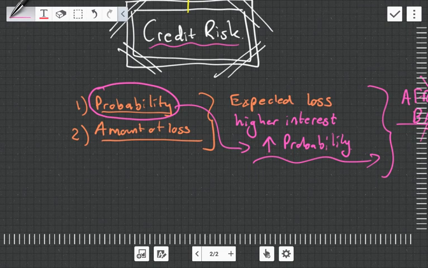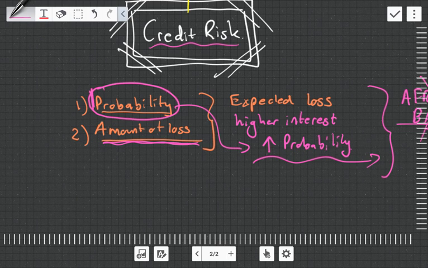Amount of loss, that's very easy to calculate. If you lend someone 100 Rand, you know that the amount of loss will be 100 Rand. If you lend them 100 Rand and they don't repay, but you've got, say, collateral on their 50 Rand cell phone, then 50 Rand is the amount of loss. Although we'll talk more about recoveries a little bit later.